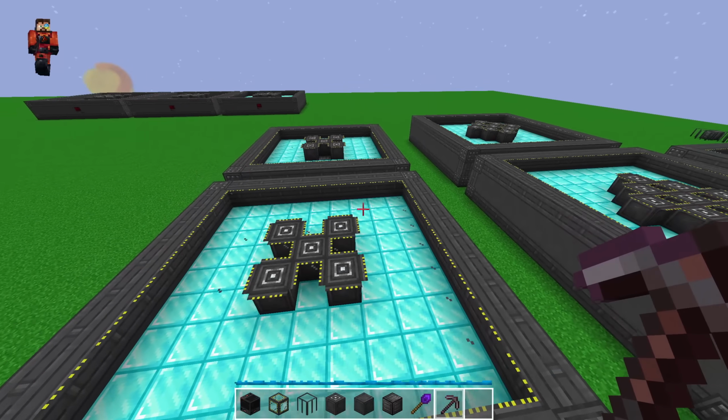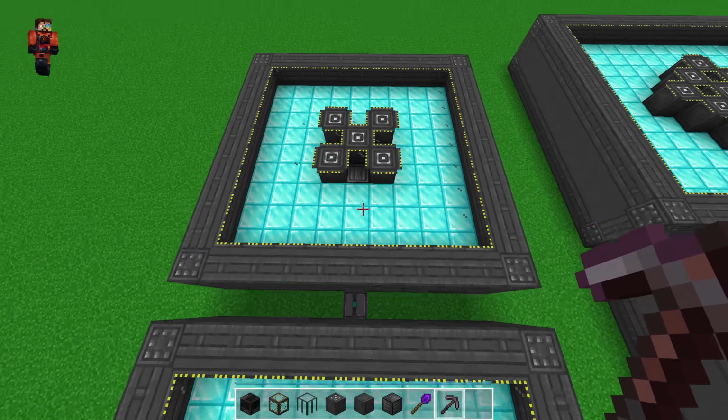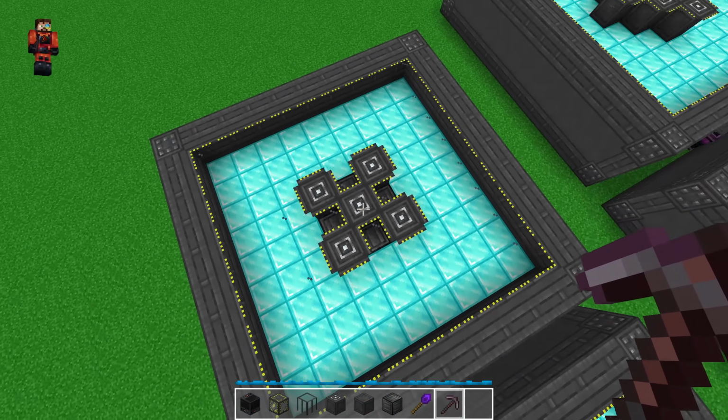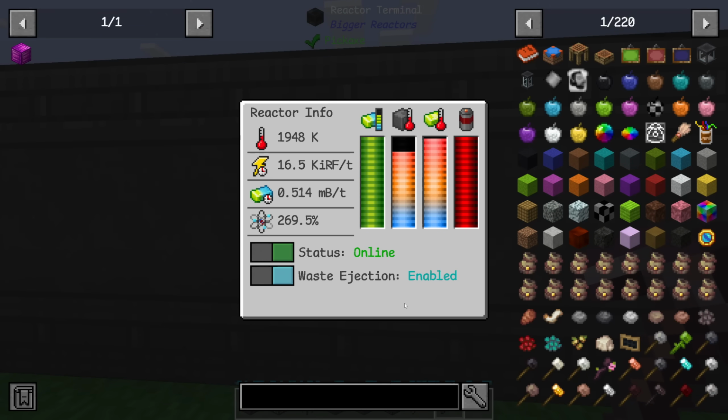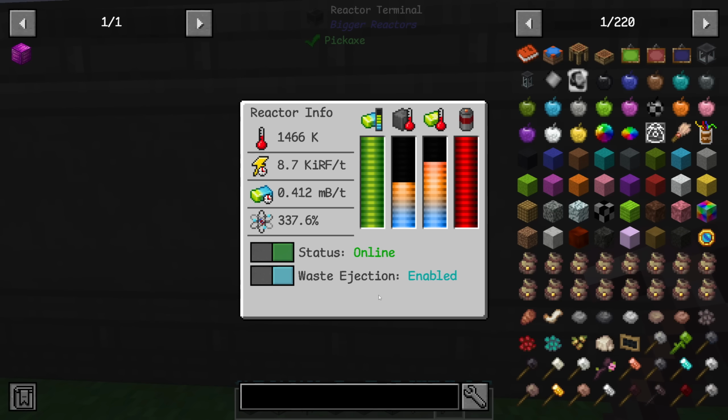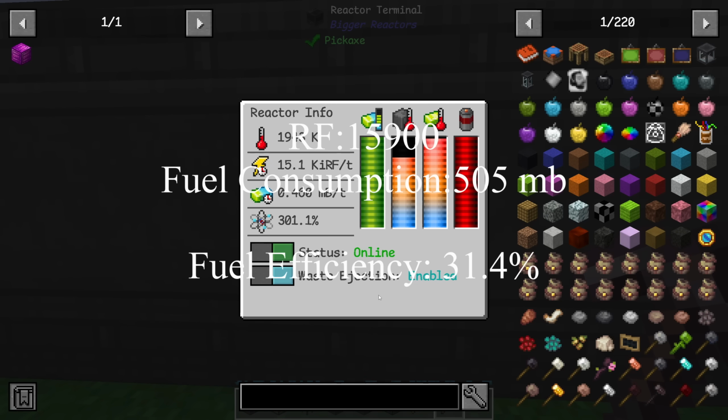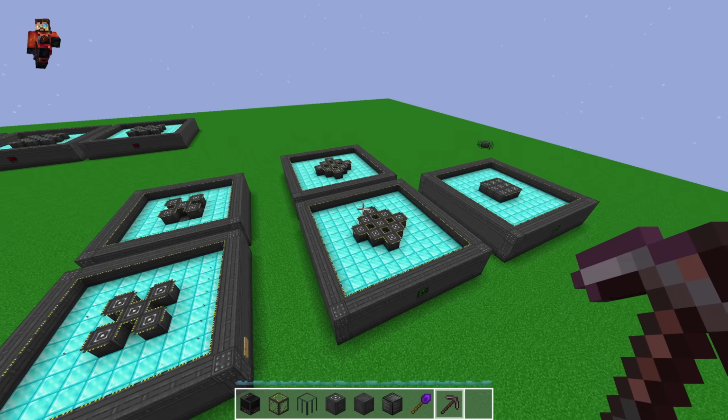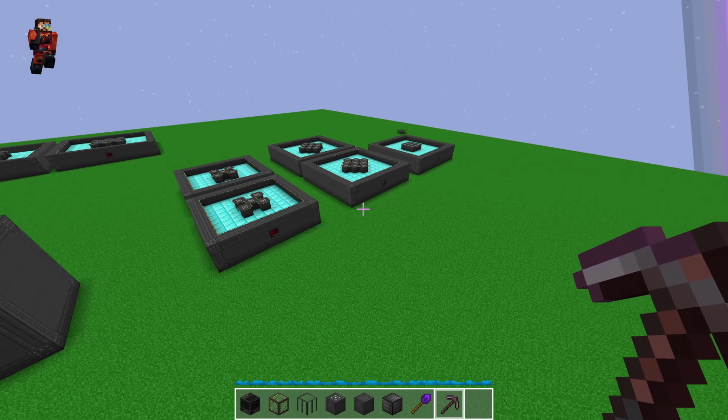All of them have 5 fuel rods, but this one is full of coolants, this one has 4 graphite blocks, but not in the center. The one with the coolant is going to be 32% efficient, and the one with graphite blocks is going to be 31.4% efficient.